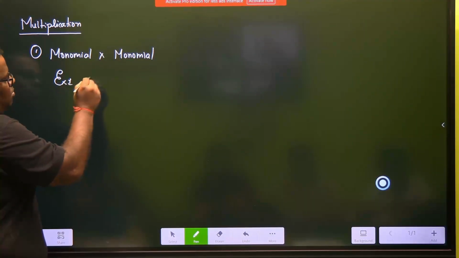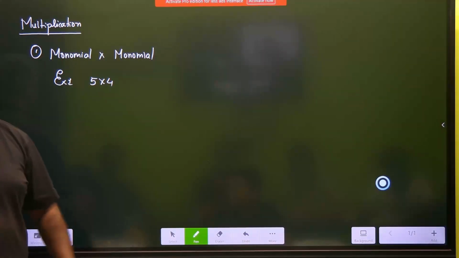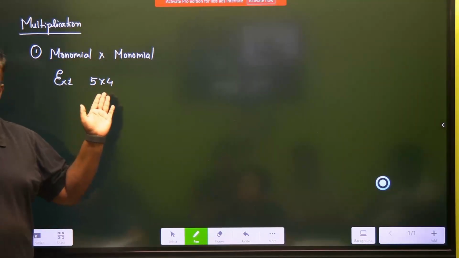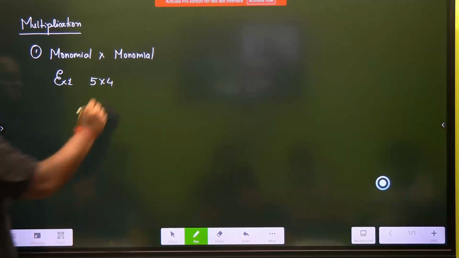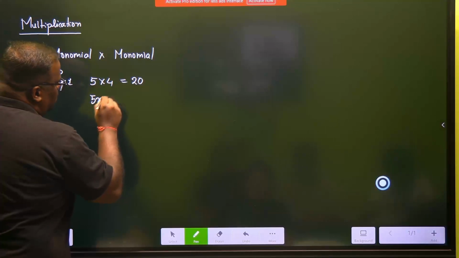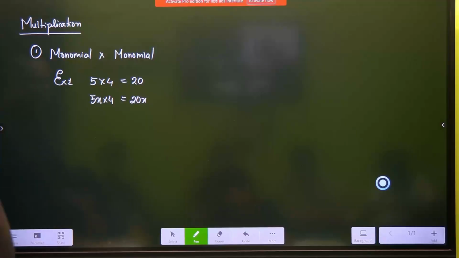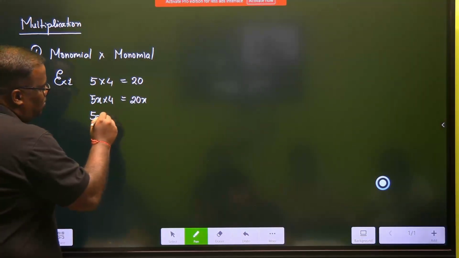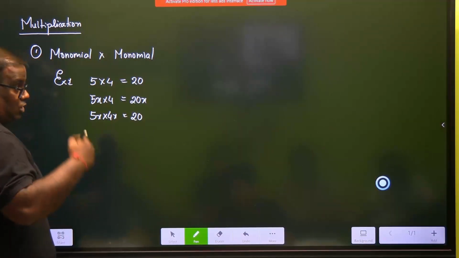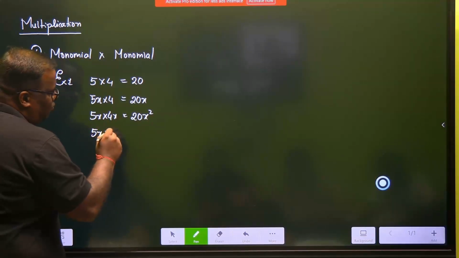Example 1. I'm asking you to multiply 5 into 4. Hey sir, what are you doing? These are not algebraic expressions. Yes, 5x to the power 0 into 4x to the power 0. So this is also a monomial into monomial. How much do you get? 20. 5x multiplied by 4 is 20x. Right? 5x multiplied by 4x is 20, and x into x is x to the power 1 plus 1, which becomes x square. 5x multiplied by 4y.